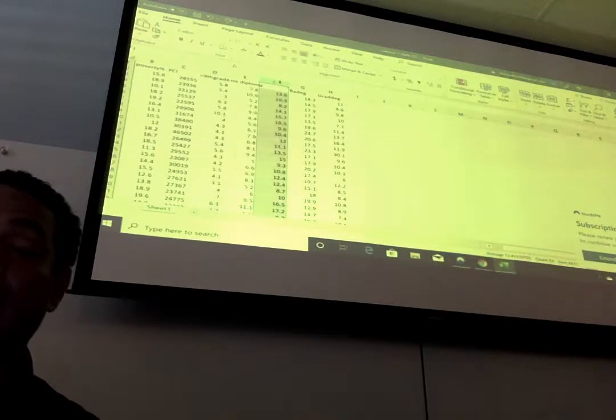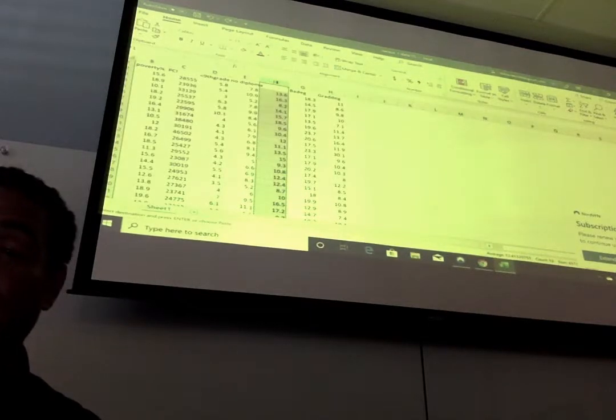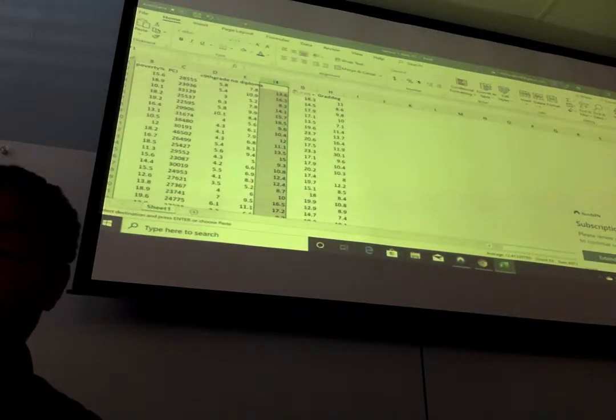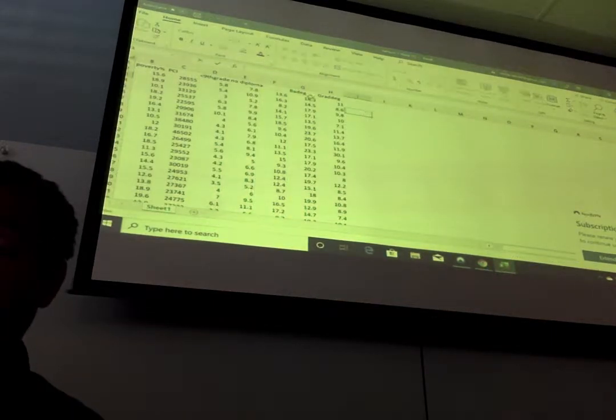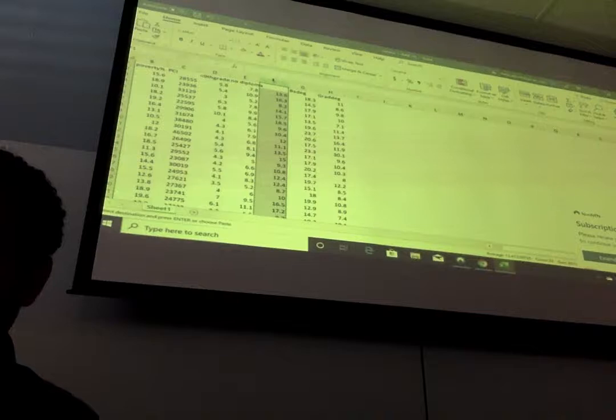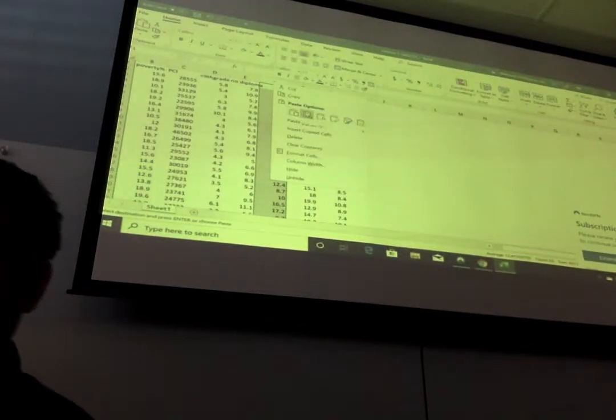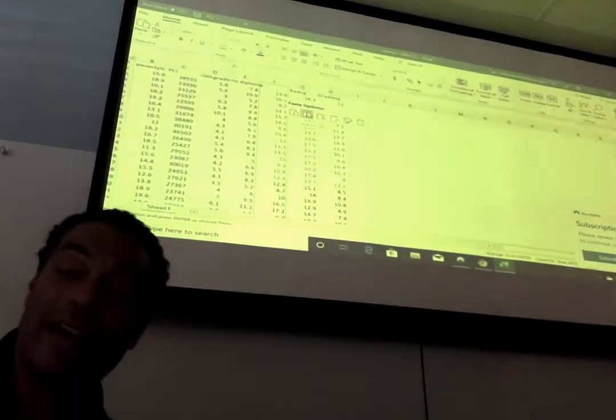So if we select it, copy it, and then paste it right where it is. Oh, wait, do that again. We select it, copy it, and then there's options for pasting. We can paste just as a value.